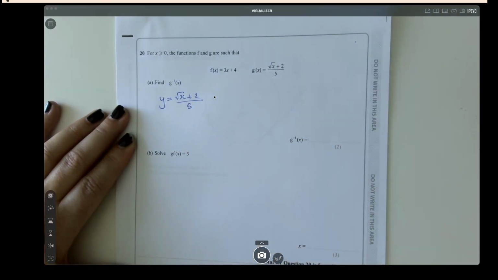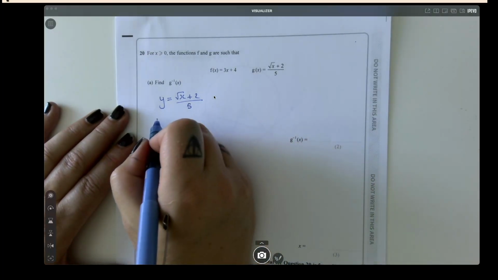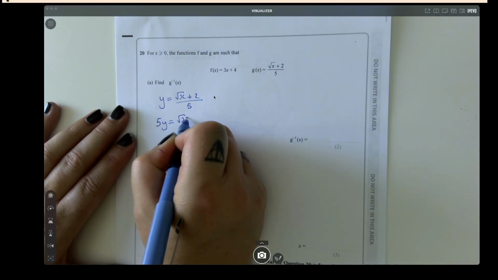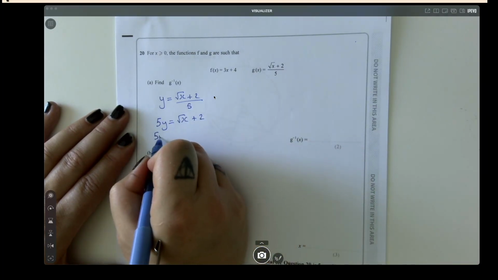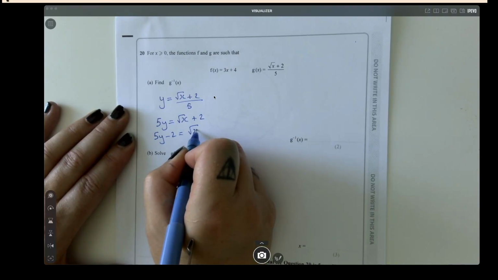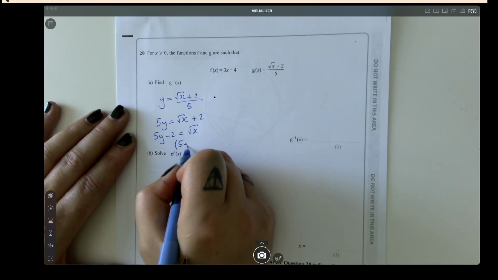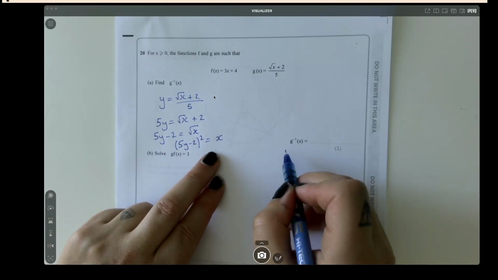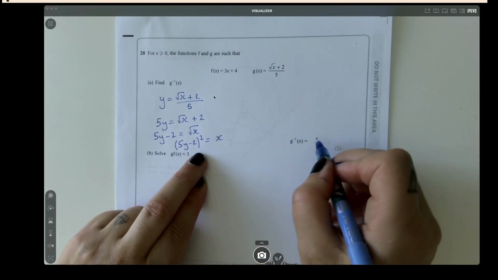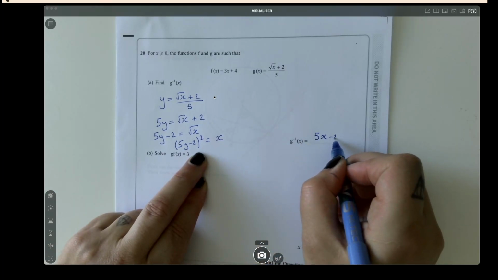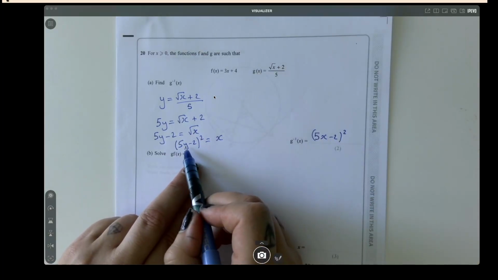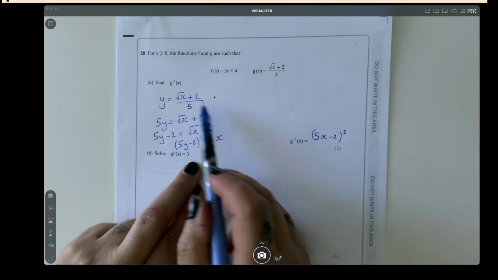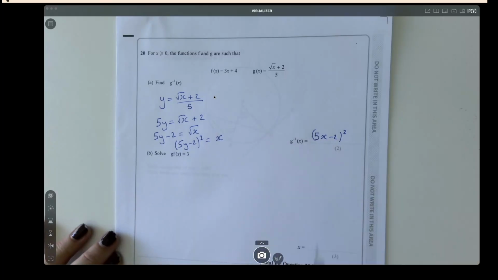And I'm going to rearrange it for x to start off with. So I multiply by 5, subtract 2, and then I'm going to square everything on this side. So I can say that the inverse of g of x is 5x minus 2 all squared. I've simply replaced the y with x. Writing it that way just made it easier for me to figure out.